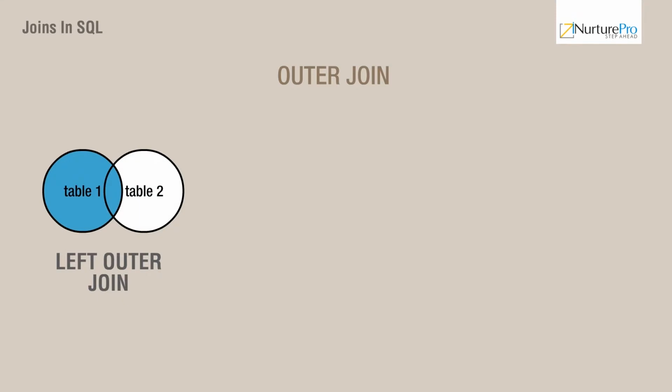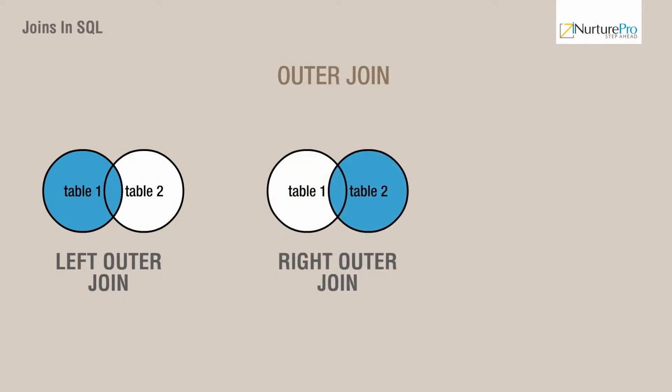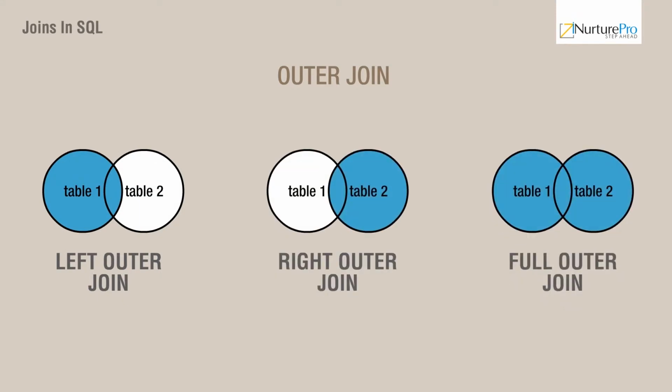An outer join is performed whenever two or more tables are joined in an SQL statement. Outer join is further categorized into three types: left outer join, right outer join, and full outer join.